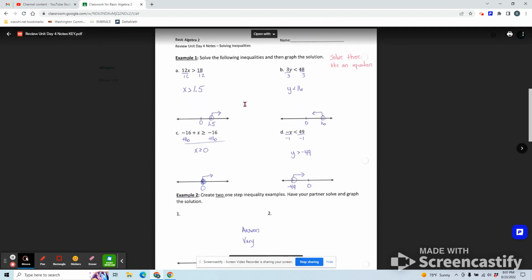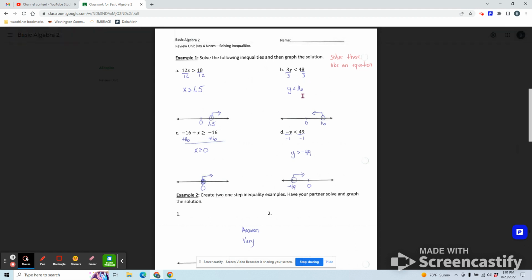Okay, so now we are at the point where we're going to solve. And we solve these just like in an equation. So if this symbol confuses you, think of it in terms of an equation. 3 times y equals 48. Well, how would I undo that multiplication? I would divide both sides by 3. And so that's what we're doing. The only new step, if you will, is now we have to graph. So we solved, but now we have to graph.